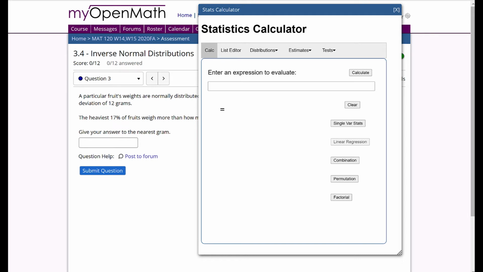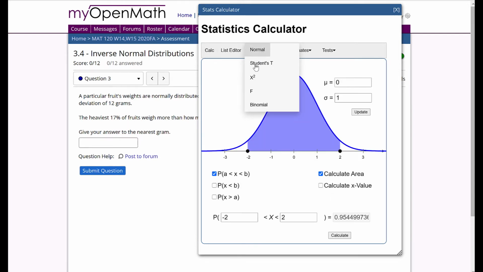This demo will show you how to use the statistics calculator to get inverse normal distribution solutions. So again, you'll go to the distributions and normal. So everything for normal distributions you can handle right here. Now, for the normal distributions to do an inverse, we're not calculating the area, that's a probability. We're calculating an x value. So select that. And notice it automatically switches you to a left tail probability.